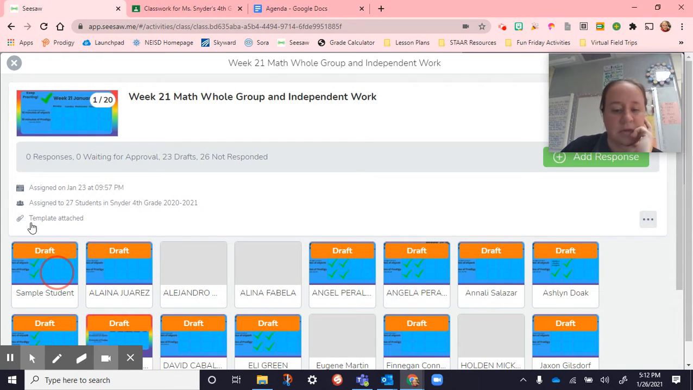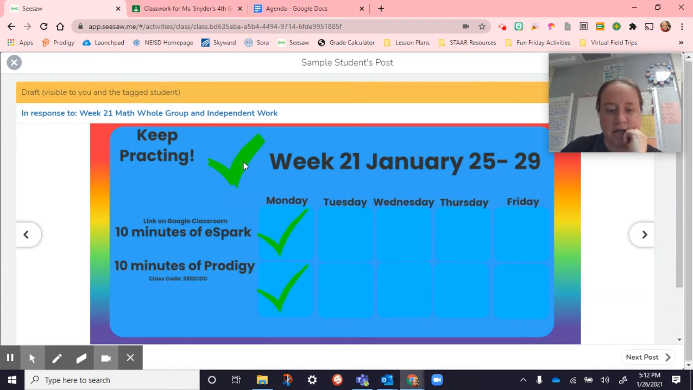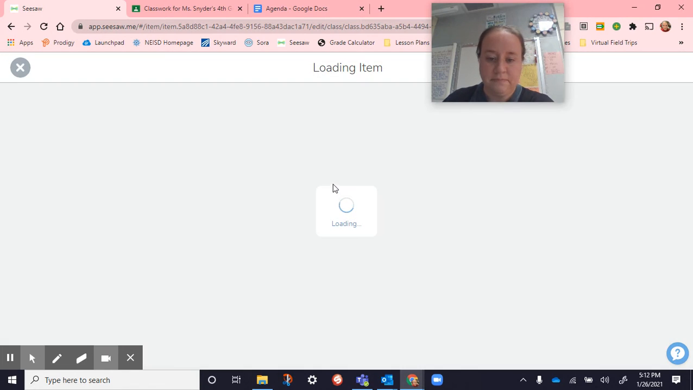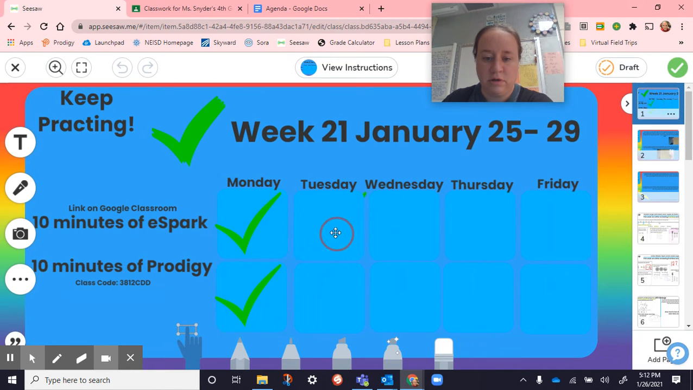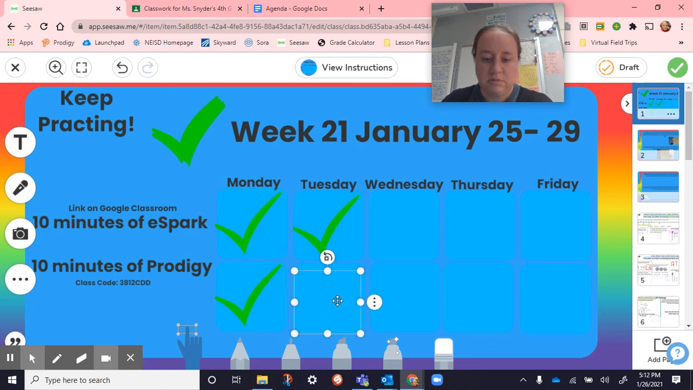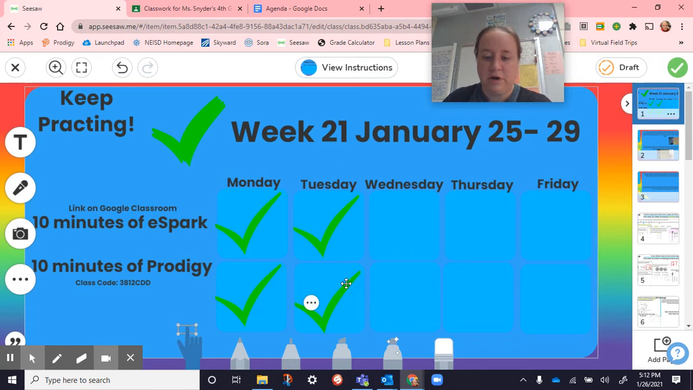All right, while this is opening, the math here, this first page is to track. If you did 10 minutes of eSpark and 10 minutes of Prodigy, then go ahead and move your little green. And if they're not showing up, you might have to bring them to the front. There they are. All right, so go ahead and mark your 2 days.